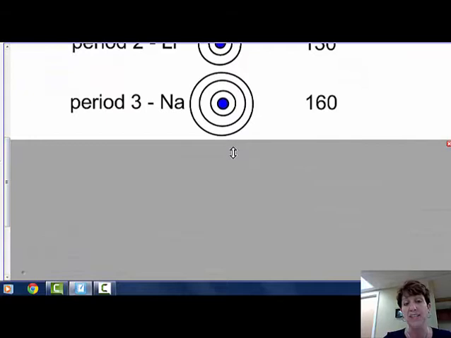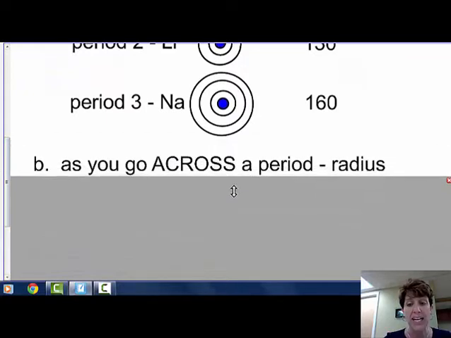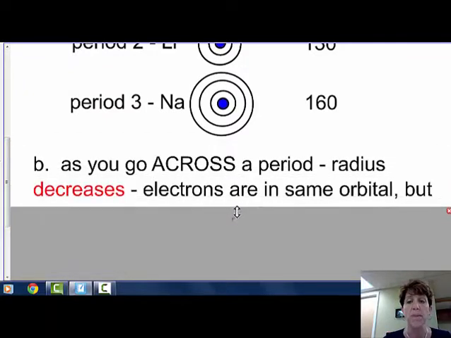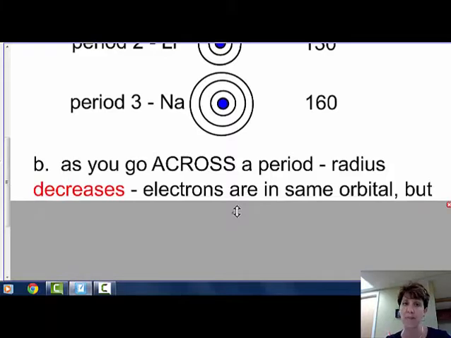All right, the next one. This one you wouldn't maybe expect. This one sometimes surprises people. As you go across a period, it gets smaller. And so I want you to think about why it would get smaller. First of all, you know the number of rings aren't changing. So what does change as you go from element 3 to 4 to 5 to 6 to 7 to 8?